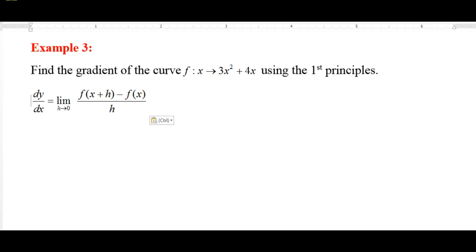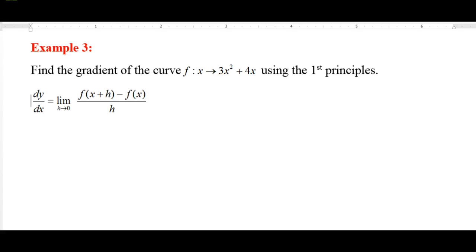Example number 3. Here you have to find the gradient of the curve, and this is the curve, using the first principles. You can pause this video and try your hand on this. Even though I'll solve this question, I won't finish the whole entire solution. I'll give you a gist of it. So you try your hand on it first.